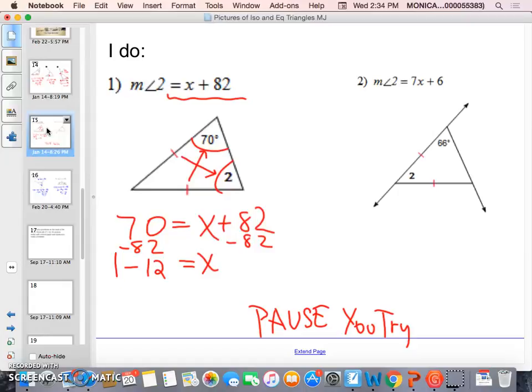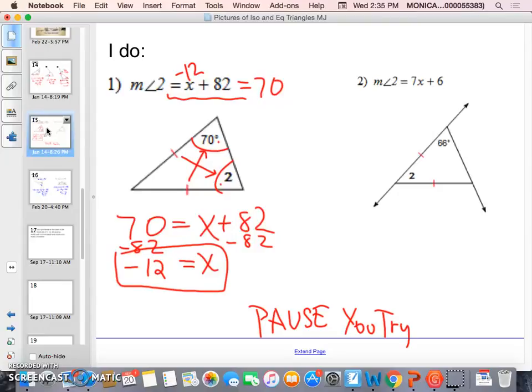And again, your x can be negative, but what can't be negative is your angle measures. So if I plug negative 12 in here, negative 12 plus 82, I believe is 70, right? If I get 70, that works out because these two angles should be equal to each other.